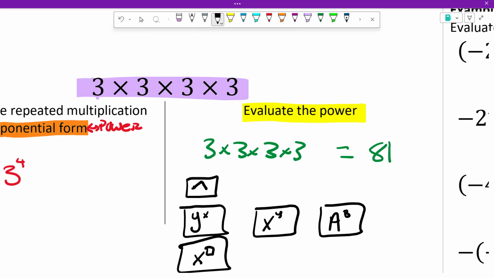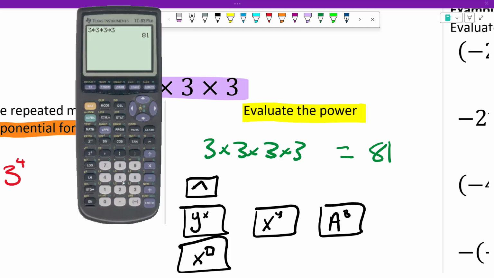So if you don't have one, please by next week, get one, all right? So I'm gonna grab my calculator. It goes like this. I go 3, I hit my exponent button, then I hit 4, and I press equals, and I get my answer.